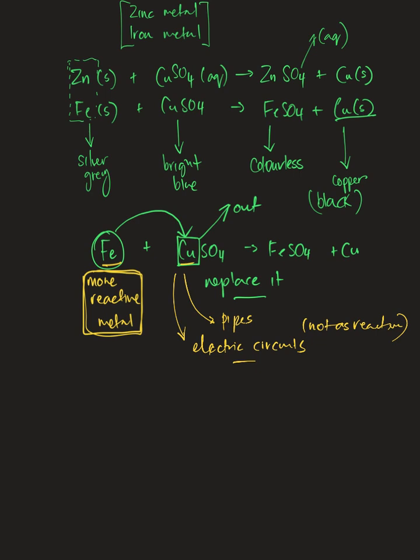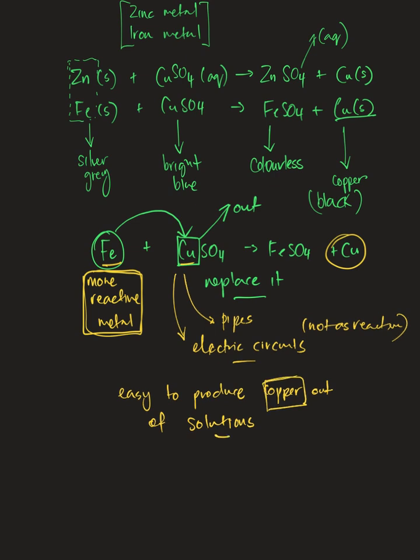Right? So when we're looking at this, it's very easy. It is easy to produce copper out of solutions. So if I want to make copper or extract copper, if I'm not doing it in the mining process, I can get it out of different types of solutions.